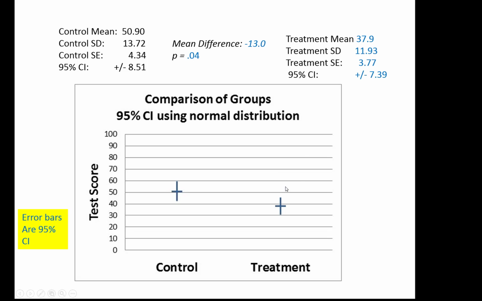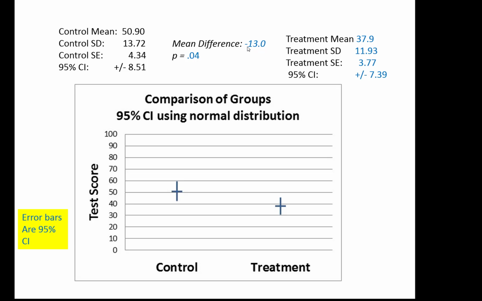Okay, now we have another t-test. I kept the control mean and all that data the same, and the treatment mean here is what changed. So the treatment mean here is now 37.9. The treatment standard deviation is 11.93, and so forth. The confidence interval is smaller than the previous confidence interval, 7.39, and this is significant, p equals .04. So the mean difference here is minus 13.